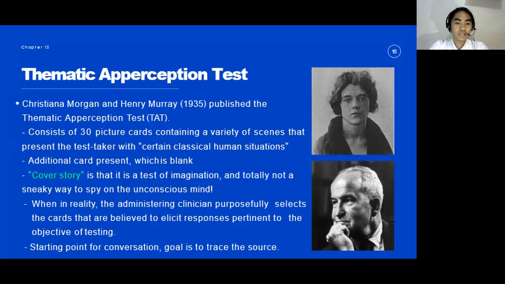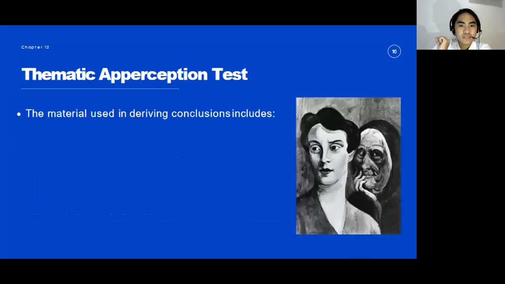Okay, so the goal again is the starting point for conversation. The goal is to trace the source or origin of those thoughts and feelings. So now there's a picture on the right from the TAT. This is an example of a thematic apperception test. And material used includes the stories as they were told by the examinee.